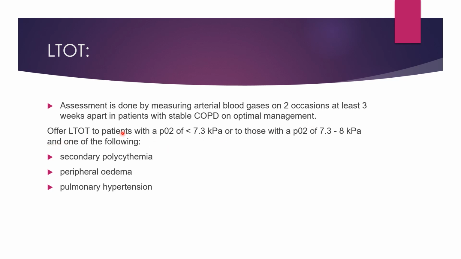On these ABGs, if the value of PO2 is less than 7.3 kilopascals, you have to give long-term oxygen therapy. This is the major indication for long-term oxygen therapy. If the PO2 is 7.3 to 8 kilopascals, a little higher than 7.3, then you can consider long-term oxygen therapy only when the patient has any one of these: secondary polycythemia, peripheral edema, or pulmonary hypertension. In the presence of these, you can consider giving long-term oxygen therapy.